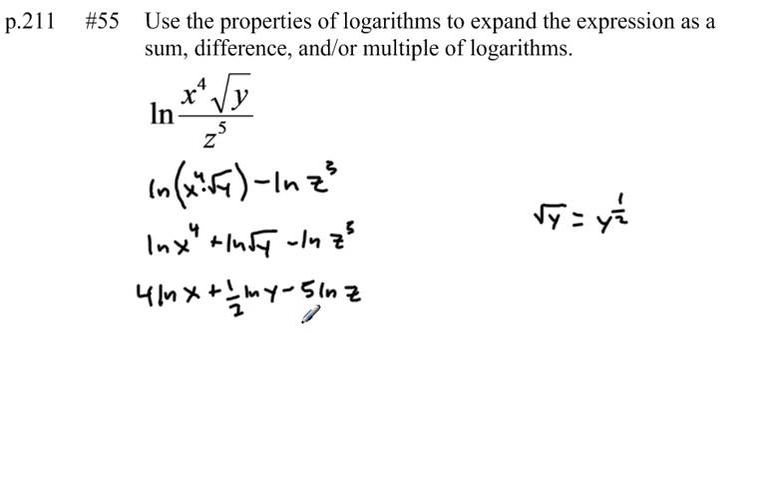And there's our answer: 4 natural log of x plus 1/2 natural log of y minus 5 times the natural logarithm of z.